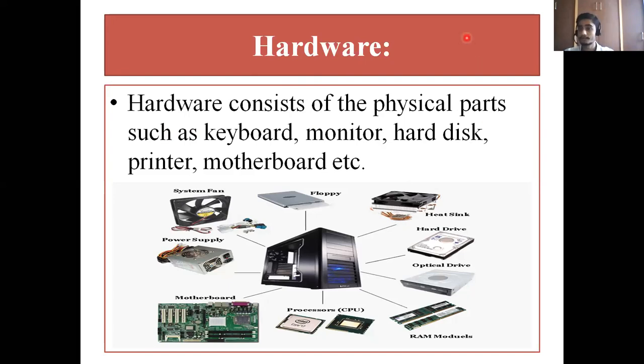Okay, so what are the physical parts? Keyboard, monitor, hard disk, printer, motherboard, etc. These are the physical parts of a computer system. That's why they are known as hardware. Just look at the picture. There are system fan, power supply, motherboard, floppy disk, and all the cabinet, means CPU, central processing unit. Okay, processors, RAM, optical drive, hard drive, heat sink. So this is all about the hardware because they are the physical part of a computer system. So I hope you have understood what is the hardware.